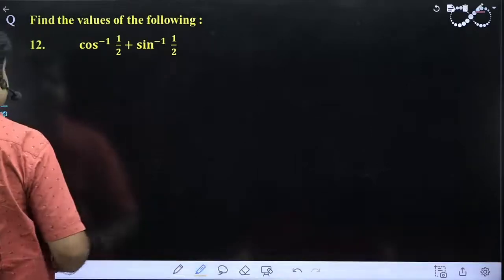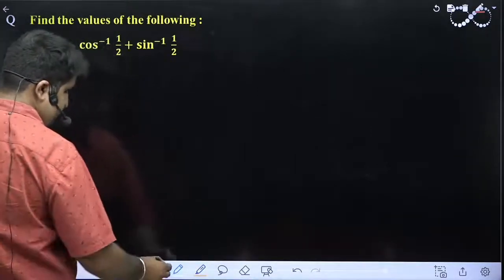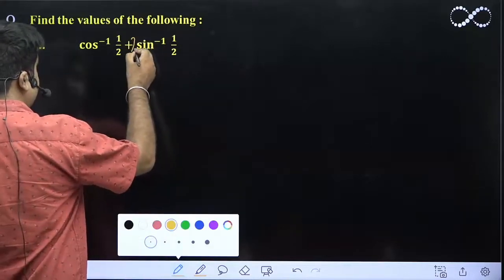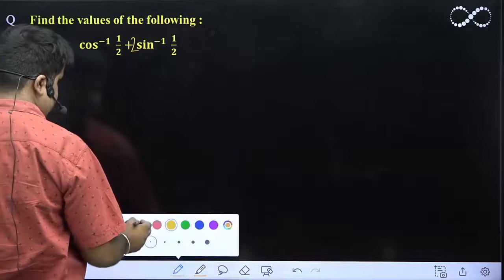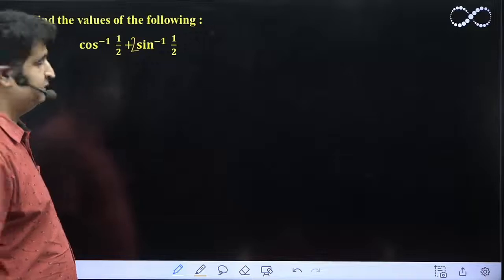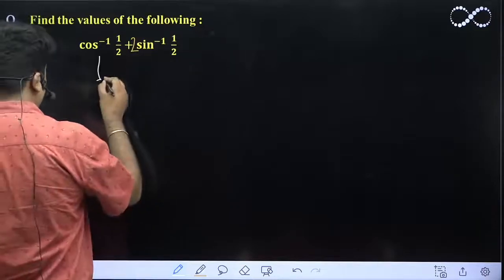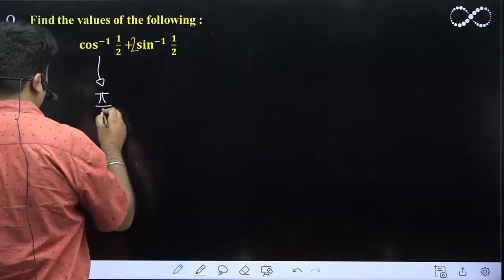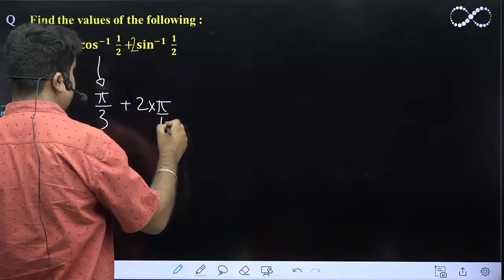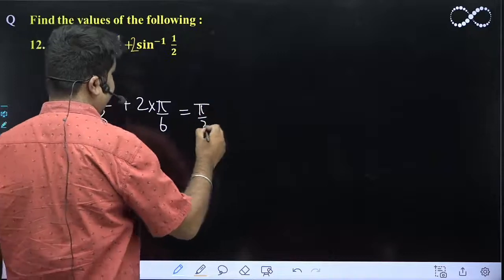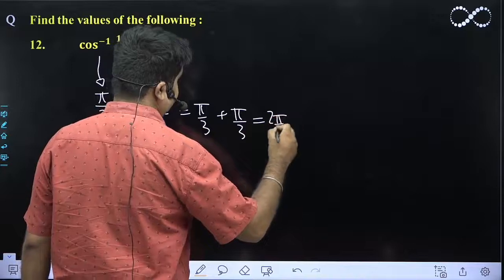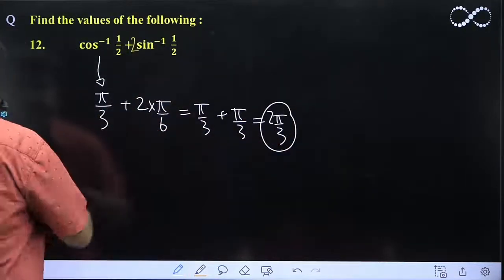So let's see the next question, the 12th one. Before solving this question, just see there's a little mistake here. This should be cos inverse half plus 2 times sine inverse half. So what is cos inverse half? This is equal to pi by 3 plus 2 times, this is pi by 6. So we get pi by 3 plus pi by 3, which is 2 pi by 3. So this is the answer.